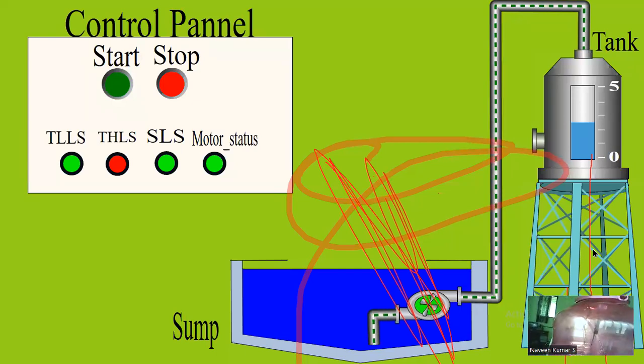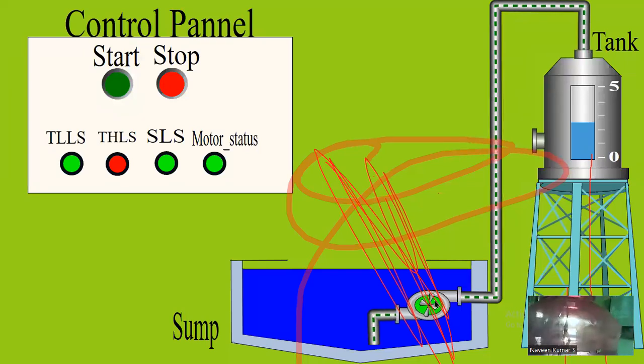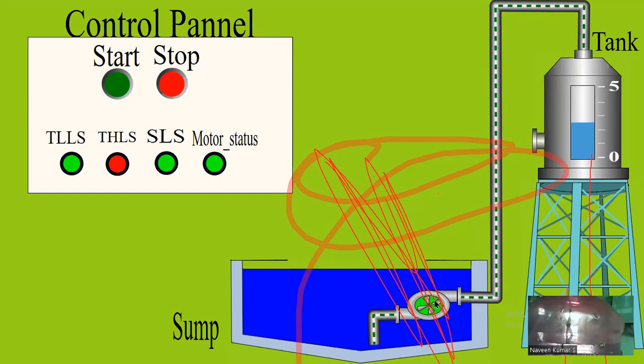Water is about to touch my high level sensor. Now this will turn green and this will turn red. It means the motor goes off. Yeah, it's going to touch. You see, this became red, this became green, and this became off.